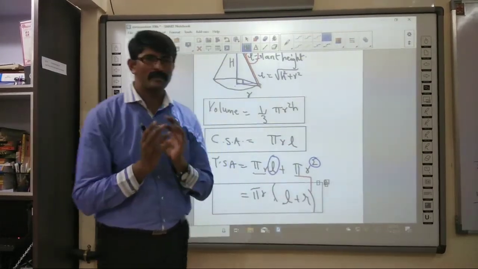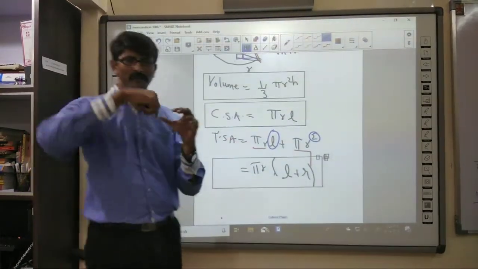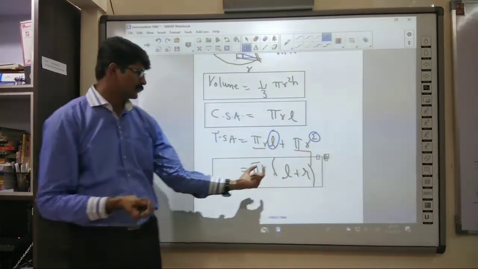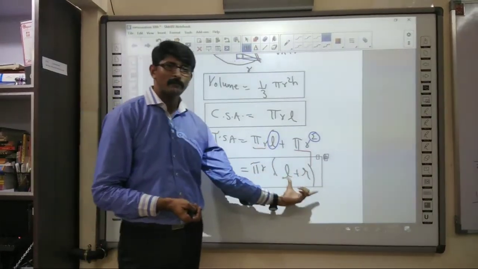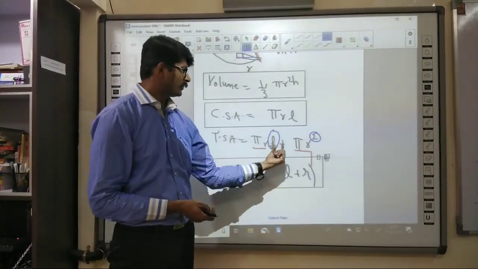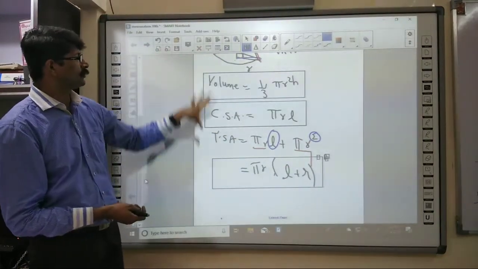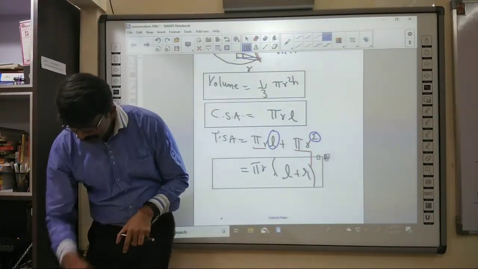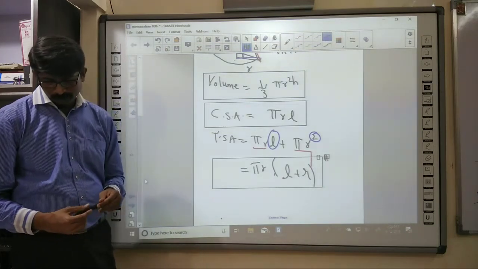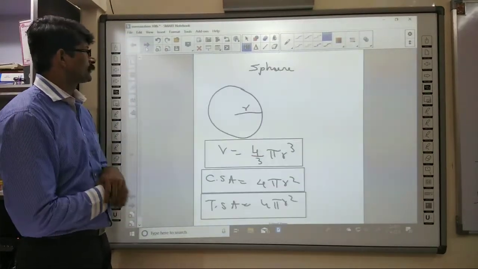These are very simple formulas. And what is the total surface area? Total surface area would be the curved surface area plus base area, that is pi r square. So that becomes pi r L plus pi r square. Pi r common, and in the bracket L plus r. So can you put this formula quickly in your book? I hope everything is going good. Let's go ahead with the next.